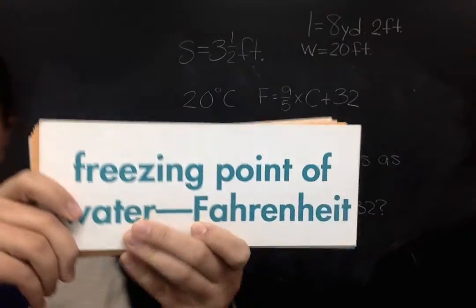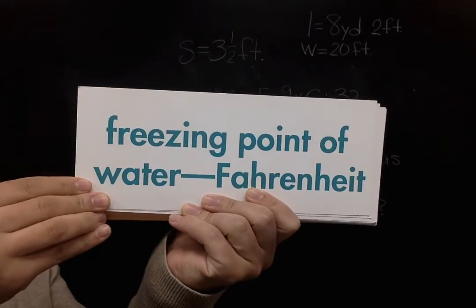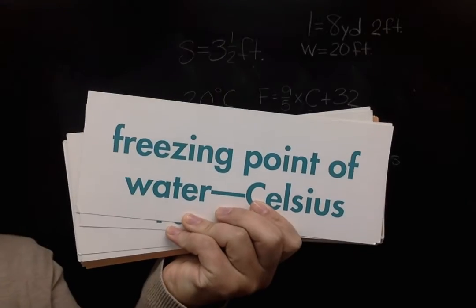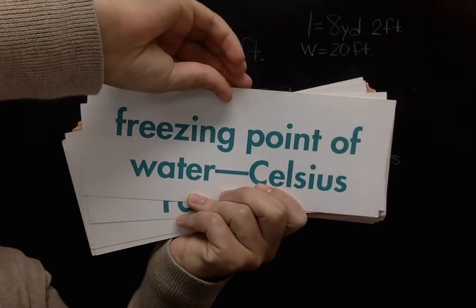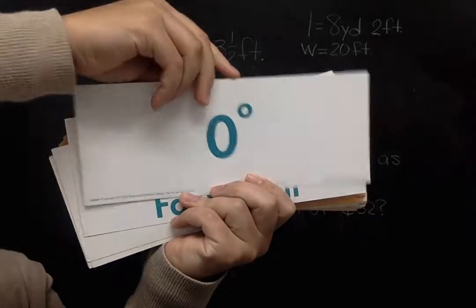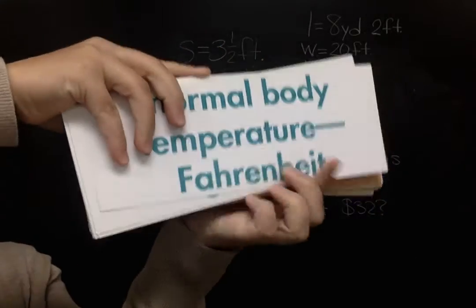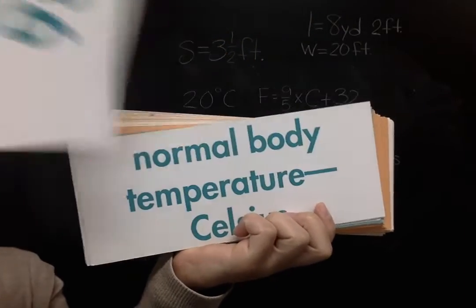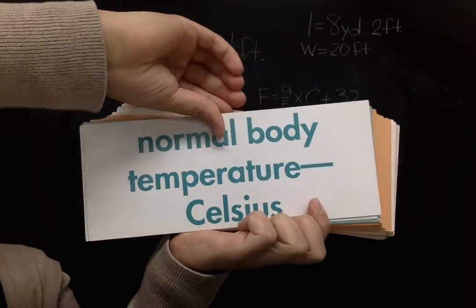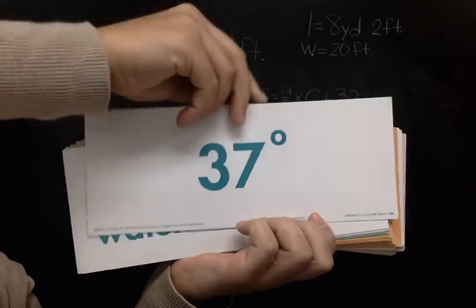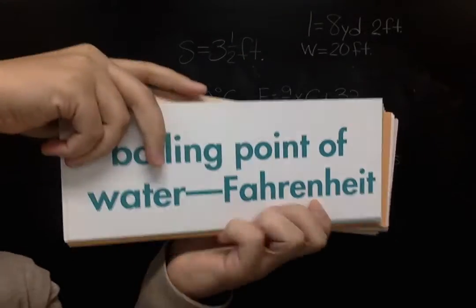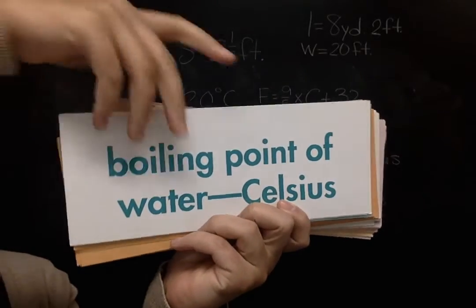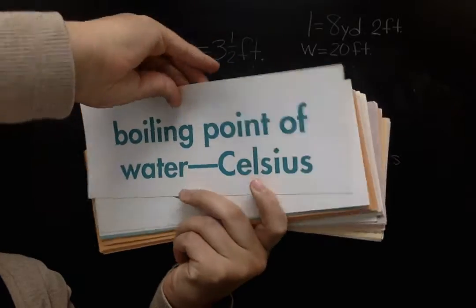Here we go. First of all, what is the freezing point of water Fahrenheit? 32 degrees. Freezing point of water Celsius. 0 degrees. Normal body temperature Fahrenheit. 98.6 degrees. Normal body temperature Celsius. 37 degrees. Boiling point of water Fahrenheit. 212 degrees.